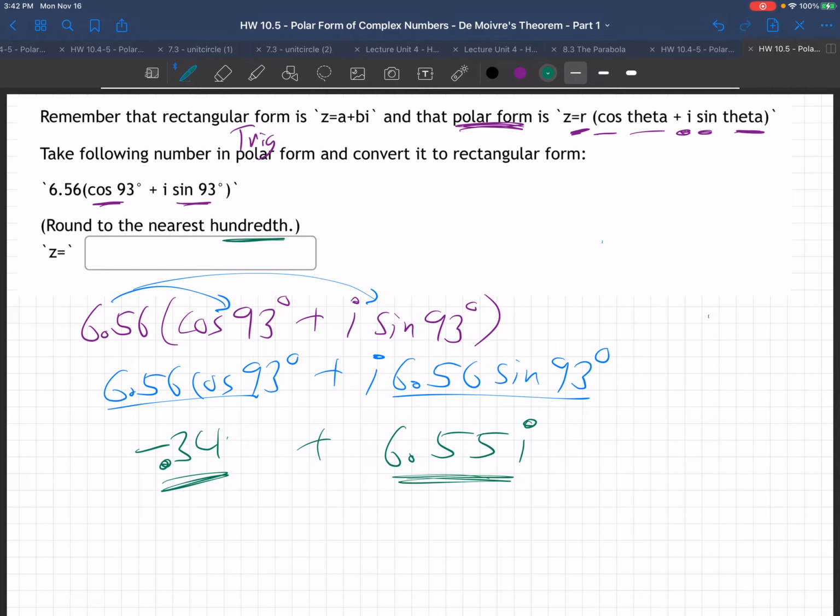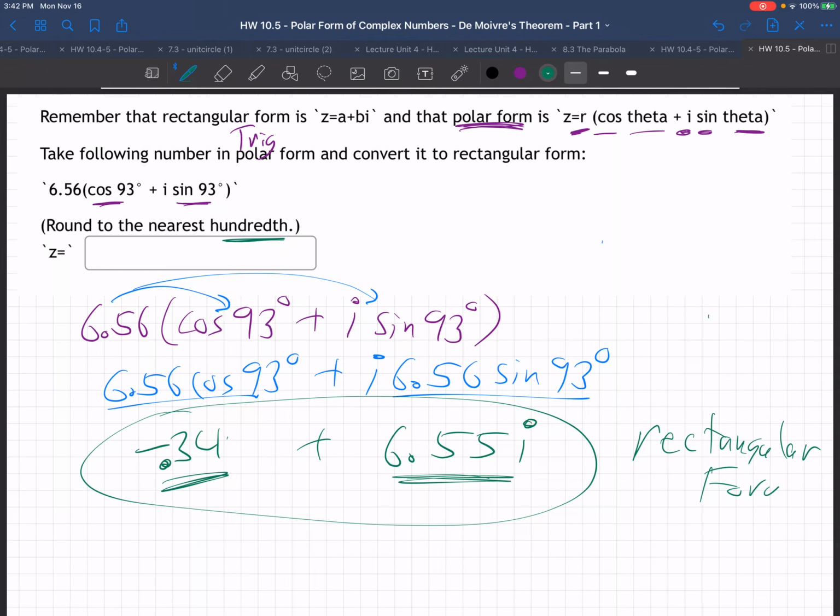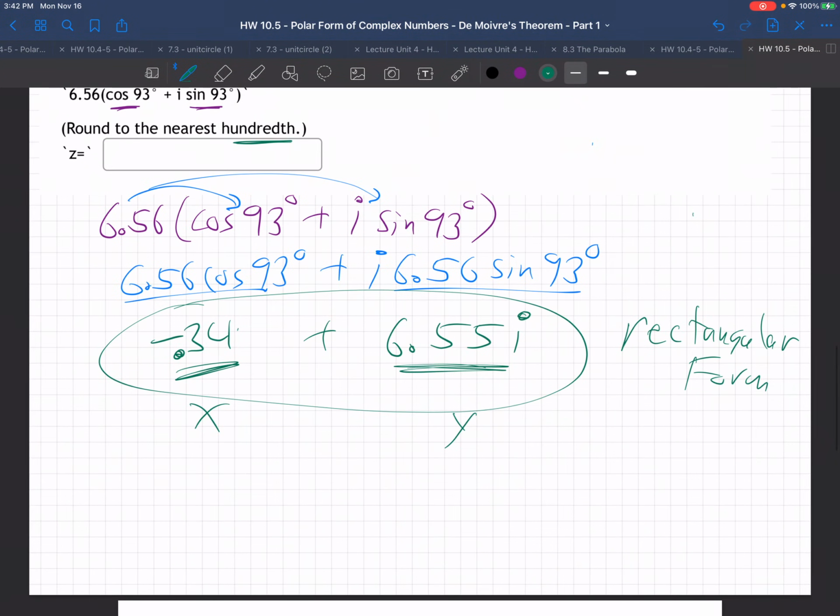So there we go. There is the complex number. This is now what's called rectangular form. Why is it called rectangular? Where's the rectangle? Well, because this is x and this is y. Remember the complex plane? If we were to graph it on the complex plane, this is x, this is y, this is the real number part, and this is the imaginary.